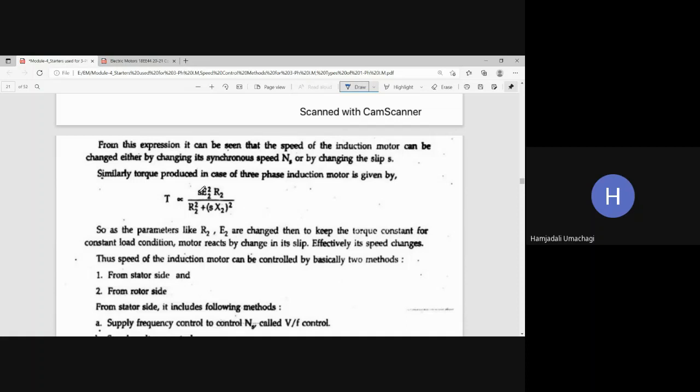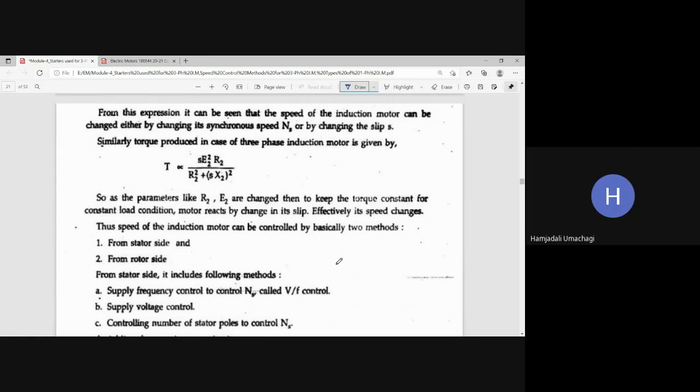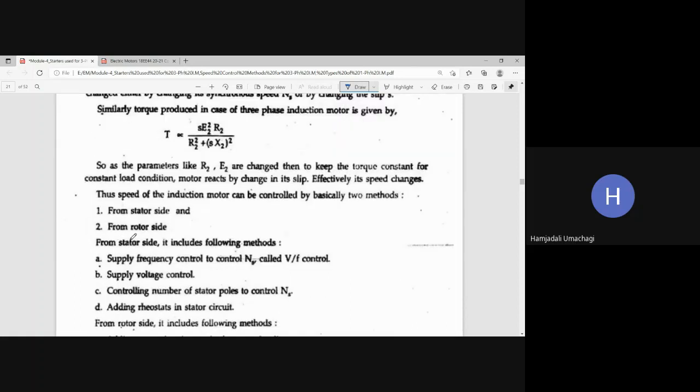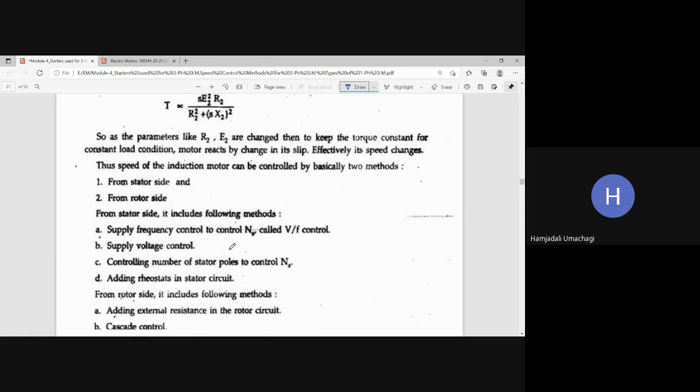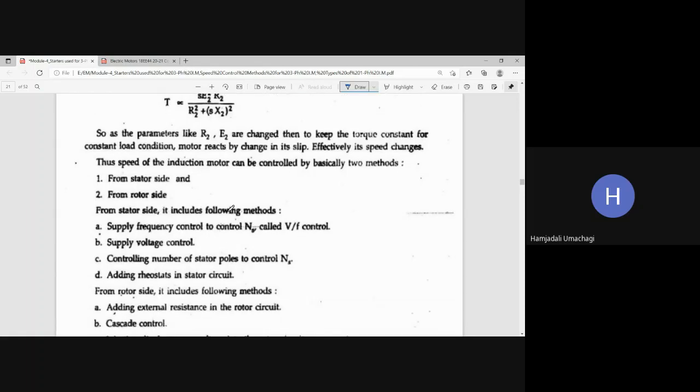This is how the torque of the three-phase induction motor is going to be held constant. Thus the speed of the induction motor can be controlled by basically two methods: first from the stator side, and second from the rotor side. Now let us see what are the techniques for controlling the speed of the induction motor from the stator side. First, from the stator side, it includes the following methods.